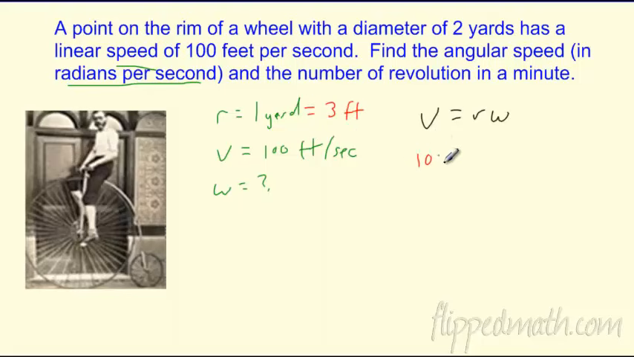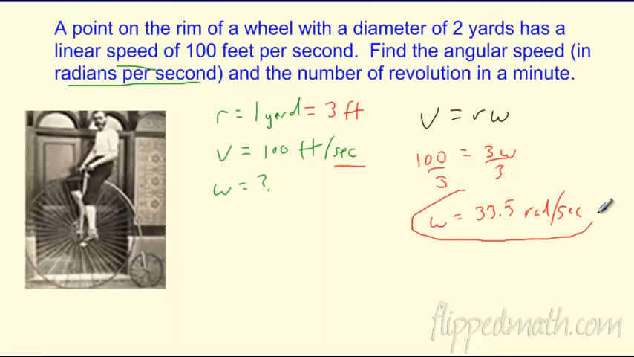So the linear velocity is 100 feet per second. The radius is 3 feet. The angular velocity I do not know. So if I solve this, what do I get? It looks like my angular velocity is 33.3 repeating. And what is angular velocity in? It's always in radians per time, and this was in seconds, so this will be in seconds. Is that what I'm looking for? Yes. There we go. I mean, you could have left it 100 over 3 radians per second.